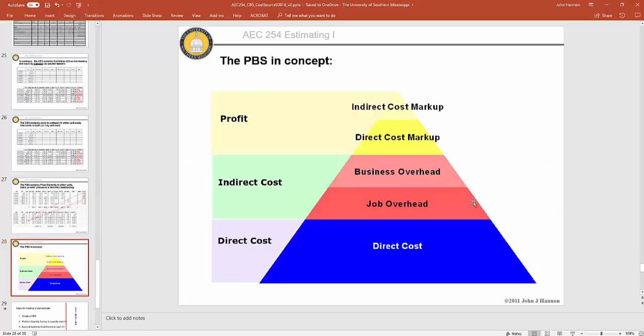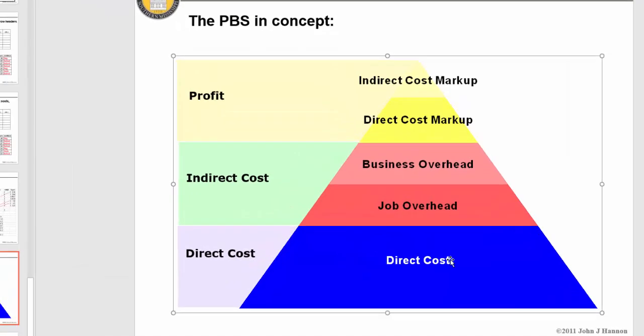So here I kind of have a metaphor in the form of a pyramid. If all of this represents the total price of a bid, the elements of the price breakdown structure, then I have basically 4 elements. I have direct cost. This comes from the CBS.